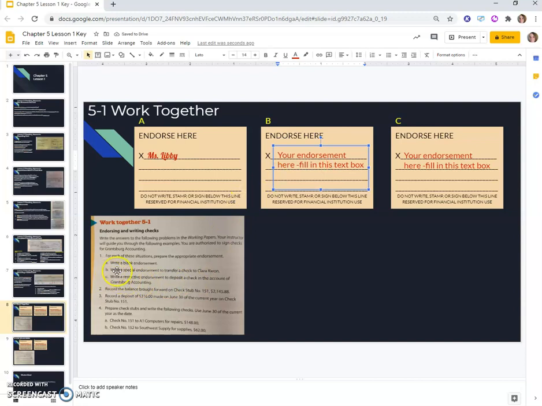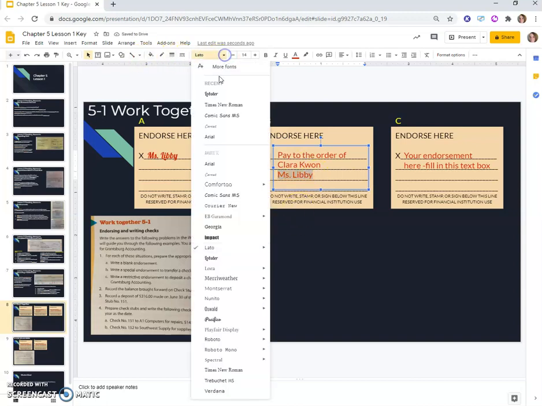Letter B. Write a special endorsement to transfer a check to Clara Kwan. So in a special endorsement, we want to change it to ordering or pay to the order of Clara Kwan. So I'll write pay to the order of Clara Kwan. And then I would sign it below that, because I signed it over to her.